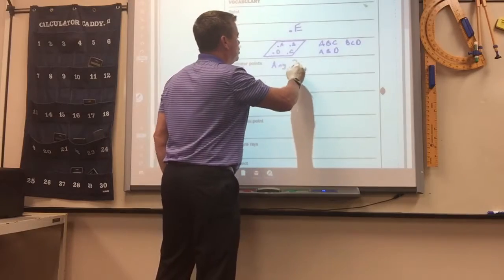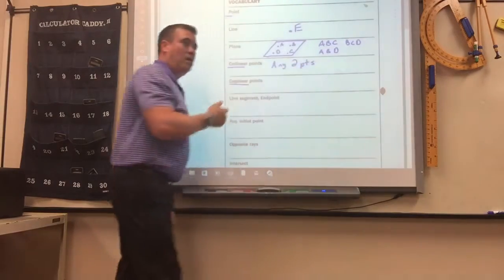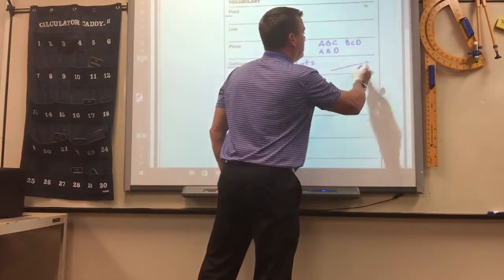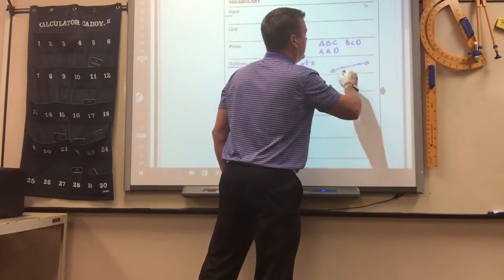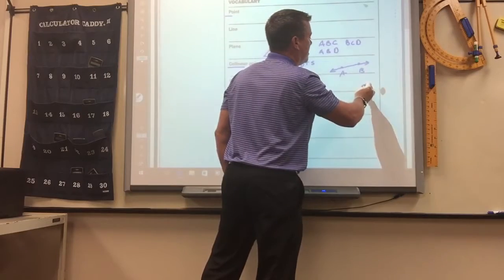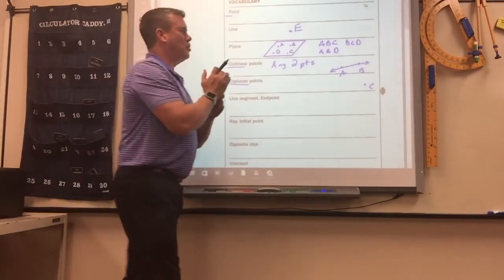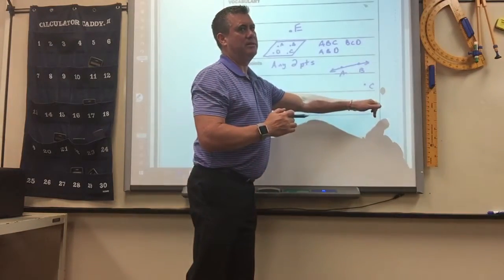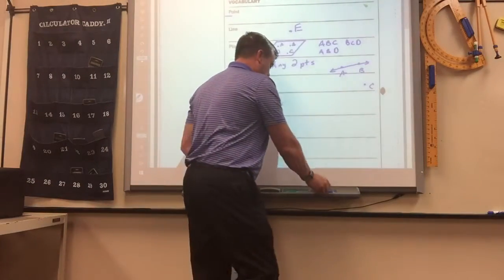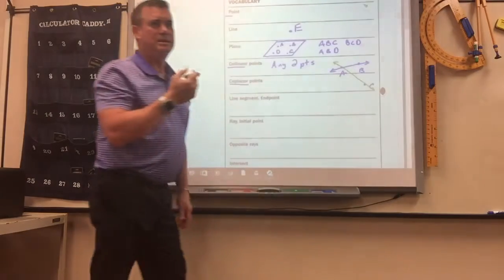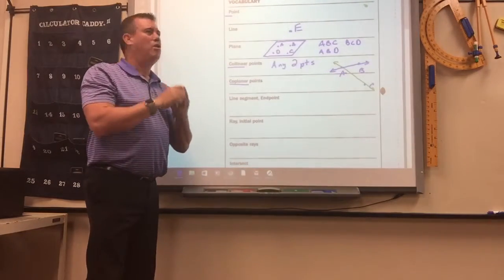Collinear points: any two points are always going to be collinear, because then it's not a plane. Even if you had a drawing like this, they try to trick you. They'll put two points like that, and then they'll put C out there. AC is collinear, and BC is collinear, because even though it's not drawn, I could put a line through those two. See what I mean? So any two points are always collinear.